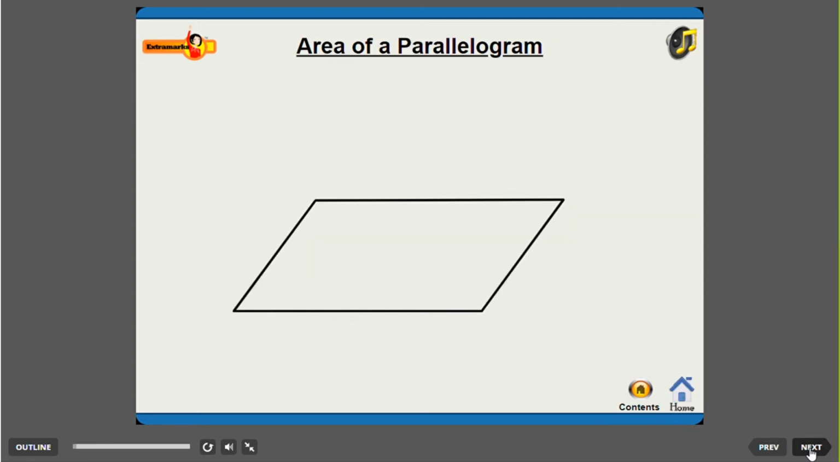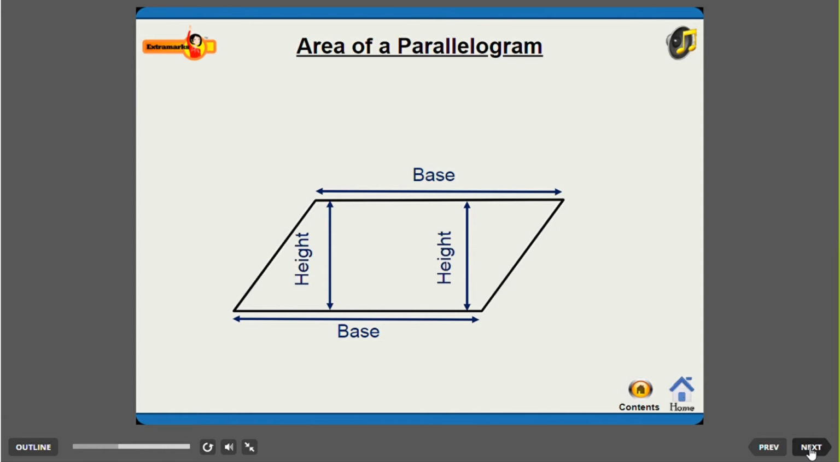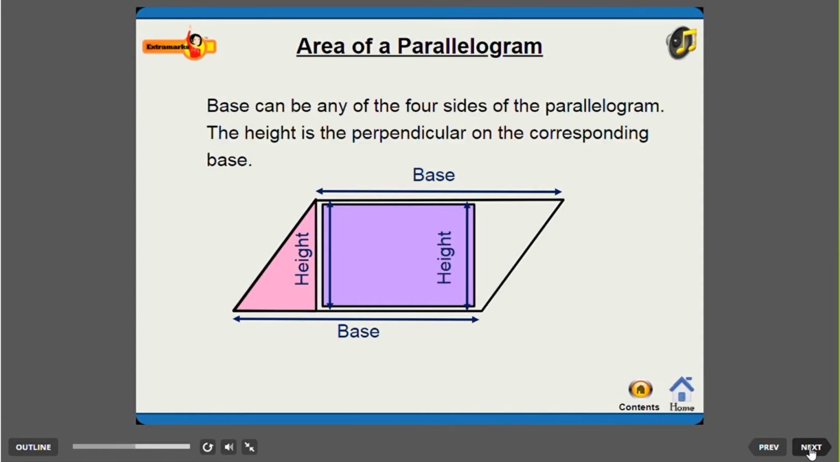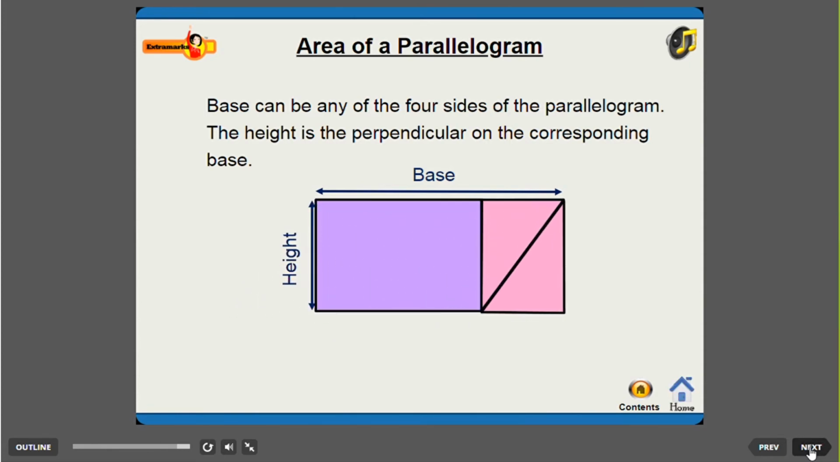of parallelogram. Here is a parallelogram. Opposite sides are parallel. Any one of the 4 sides of the parallelogram can be considered as a base. And let h be the height of the parallelogram. Now height is perpendicular to the corresponding base. If we take this part of the parallelogram and take it on the other side and stick it over here, what figure do we get? Yes, we are getting a rectangle.